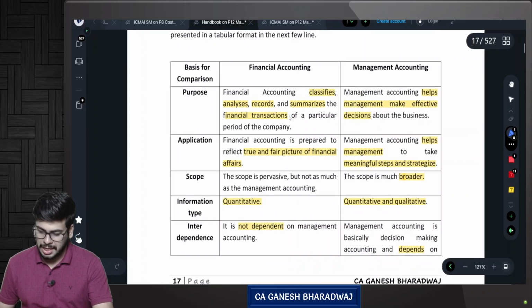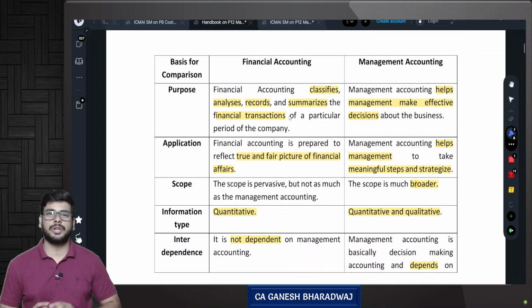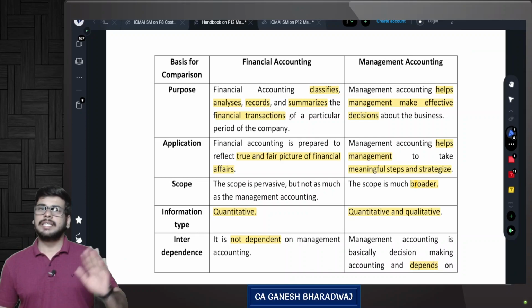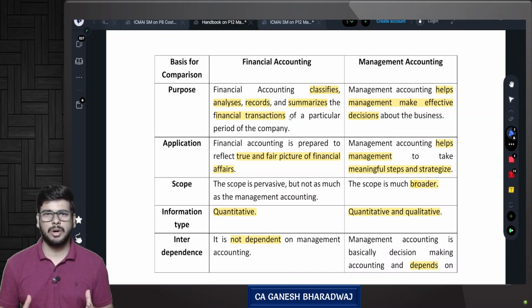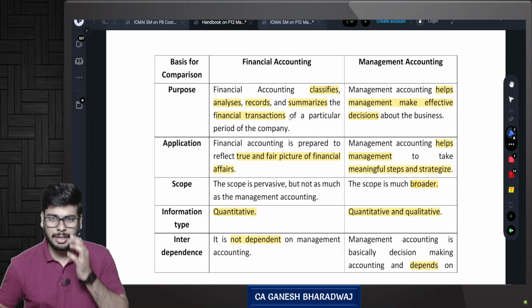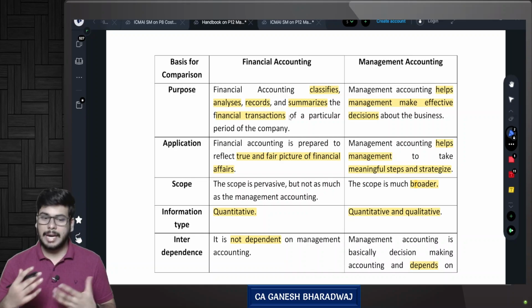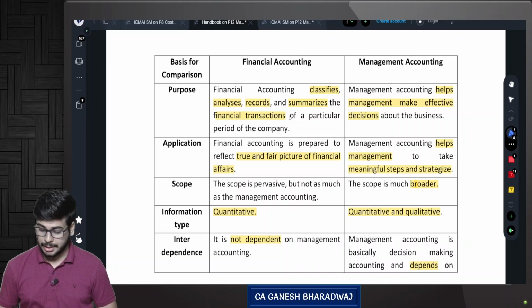First, we will see the difference between financial accounting and management accounting. Clear? Then we will see the difference between cost accounting and management accounting. I have just given you an overview. Let's quickly do this so that in case an exam question comes up, you will be able to tackle it. Clear with this? Yes. So let's get started.